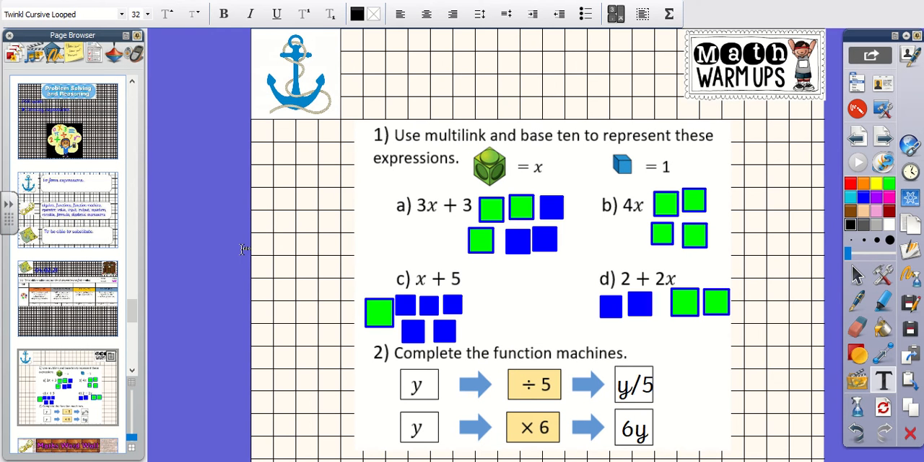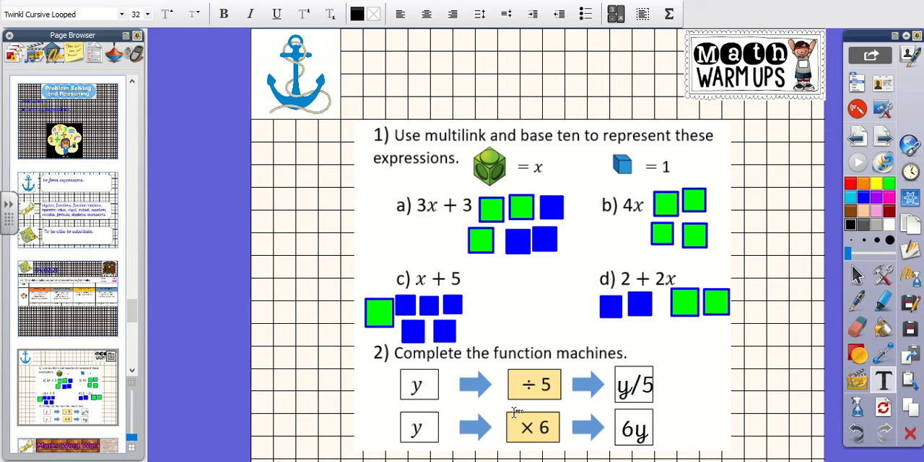Okay then, so we should have got something very similar to this on the screen. So we've got 3x, so I've got my 3 green squares there, and then plus 3, so I've got my 3 blue ones there. On B, we've got 4x, so I've got my 4 green squares. C, we've got x, so I've just got 1 green square, plus 5, and there are my 5 ones. And then on D, we've got 2 ones, add 2x, and there are my 2x there.